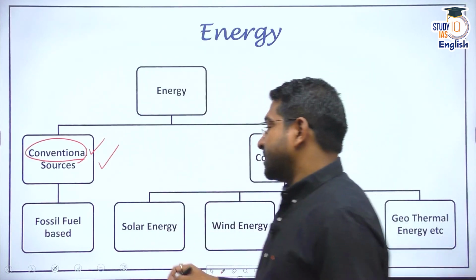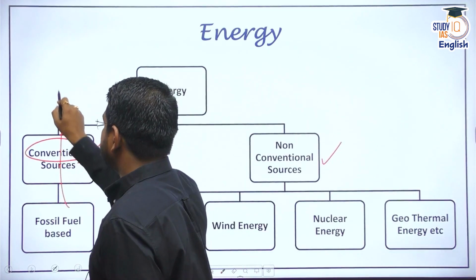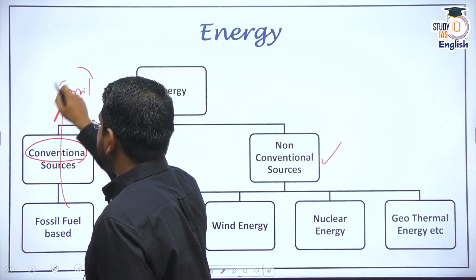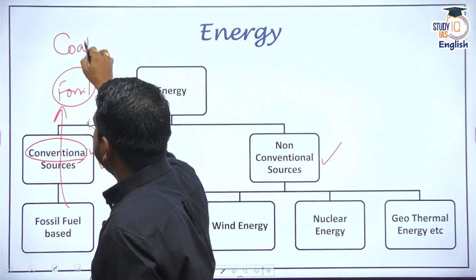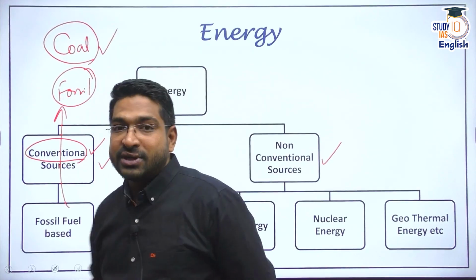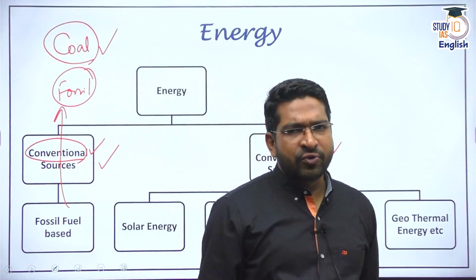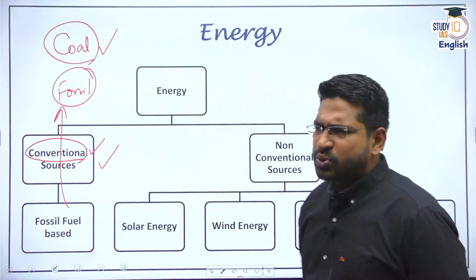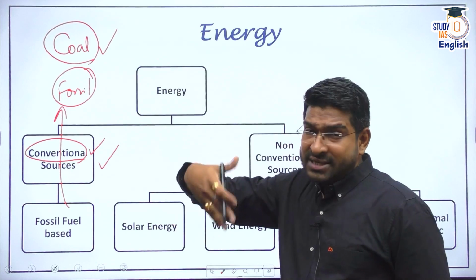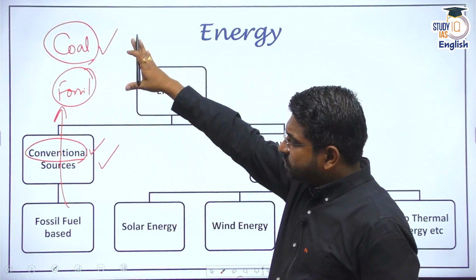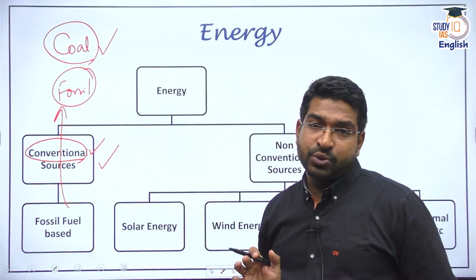Say, for instance, we have fossil fuels. We have used fossil fuels for almost 200, 300 years, from the time we discovered the utility of coal. Before that, firewood was another natural, conventional source, which leads to a lot of pollution. But from modern times, we use fossil fuel based energy sources.